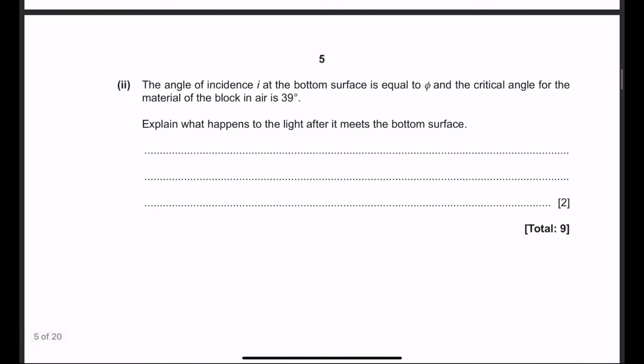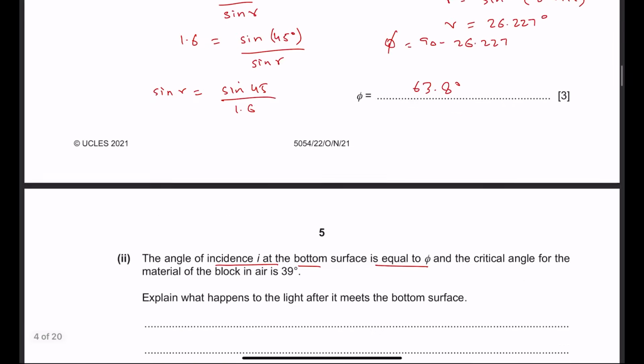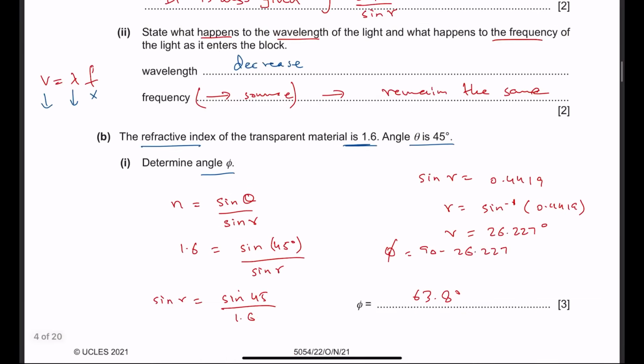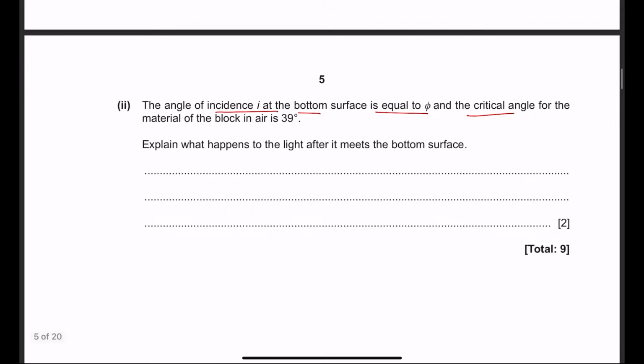All right. The next question says that the angle of incidence, angle i, at the bottom is equal to theta, equal to phi. So going back to our diagram, this angle right here is the same as this angle, which means that if angle phi was 63.8, then angle i is also 63.8. And now it's mentioned that the critical angle for this material is 39.